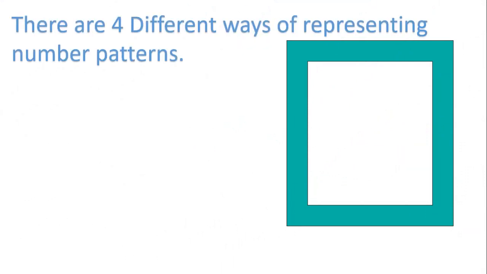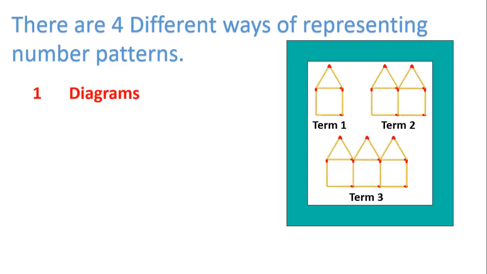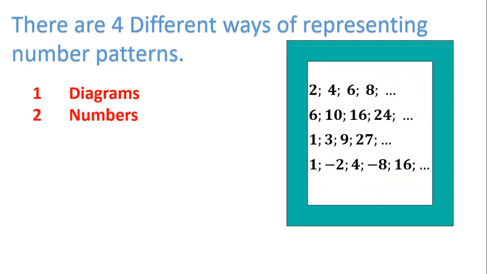There are 4 different ways of representing number patterns. The first way is with diagrams. Here on the right hand side you can see term 1, term 2 and term 3, and they're pictures with matches, and you count the matchsticks. The second way is with actual numbers, and you can see 4 examples here: 2, 4, 6, 8, and then 6, 10, 16, 24, 1, 3, 9, 27, 1, negative 2, 4, negative 8, 16. They're showing you the number patterns just as numbers.